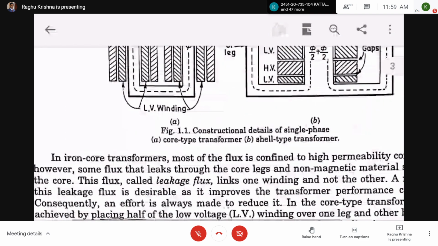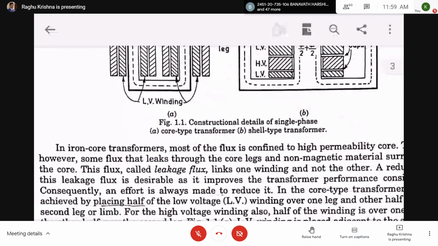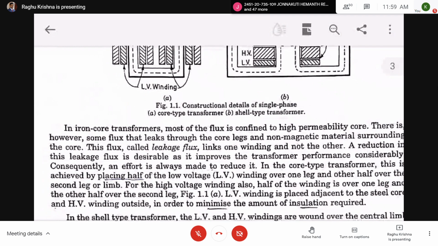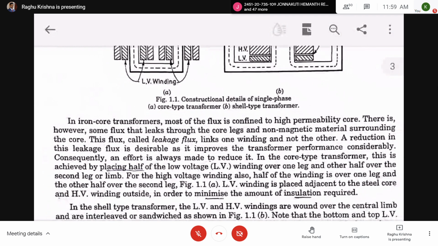It links one winding and not the other winding. So this leakage flux will link only one winding and not the other winding. The flux linking with both the windings is the common flux. The flux which is not linking is the leakage flux. A reduction in this leakage flux is desirable as it improves the transformer performance considerably. So consequently, an effort is always made to reduce it.